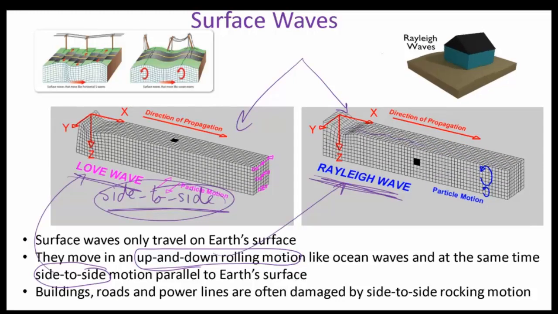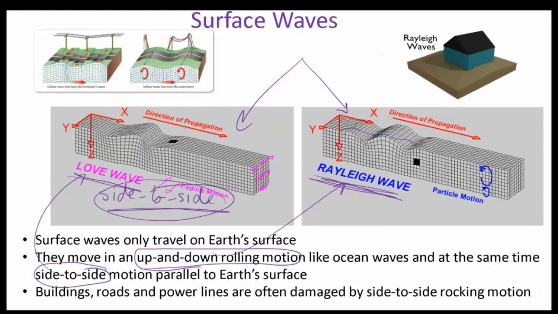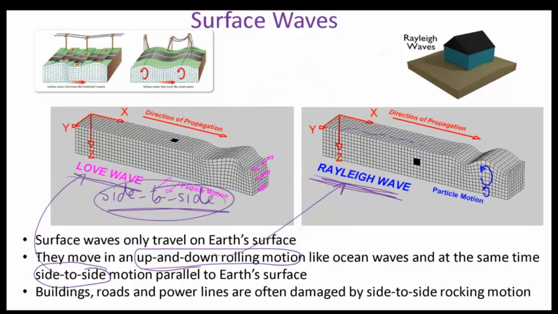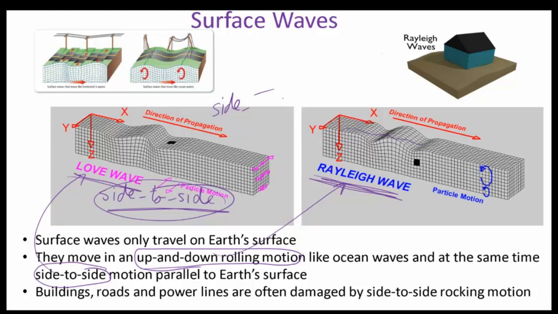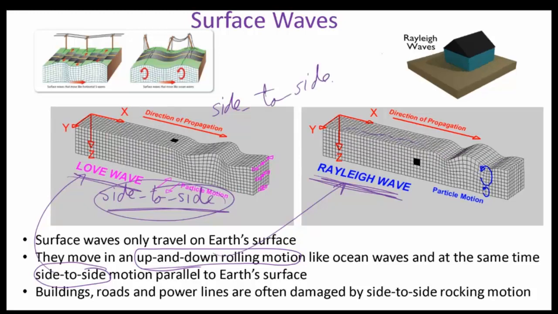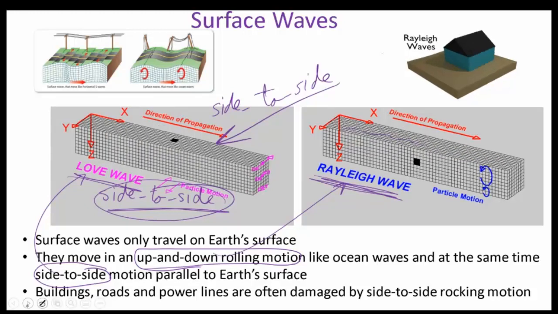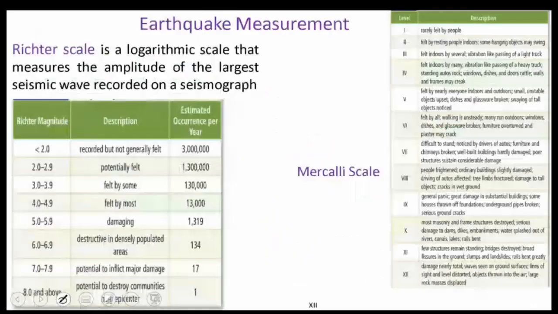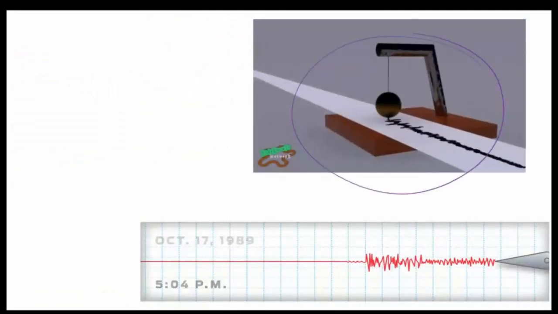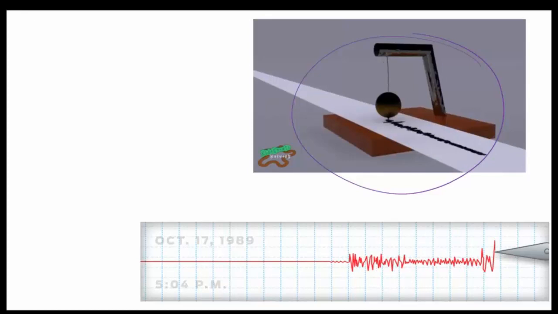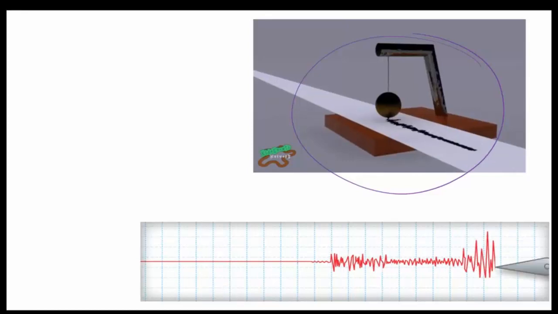So which part of them causes most of the destruction? The side to side. The side to side causes most of the destruction to the buildings and to the power lines and bridges and all of that. The earthquake measurement: we have a device called the seismograph. This seismograph senses the vibration and gives us a chart that has the vibration of the earthquake.